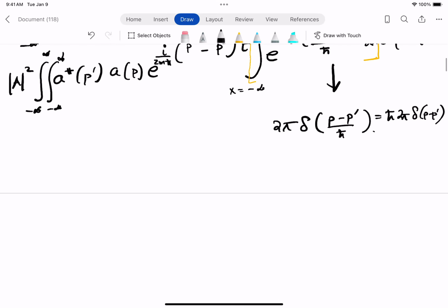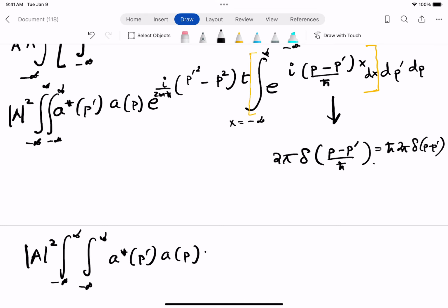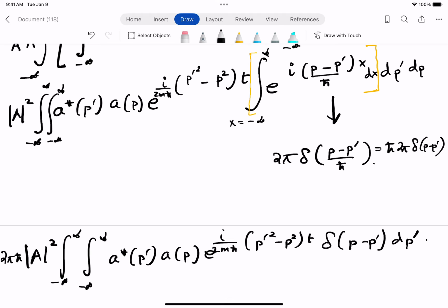So if I plug that in, that is actually a huge simplification. Integral minus infinity to plus infinity, minus infinity to plus infinity. So these are the p and the p prime integrals. A star of p prime, a of p, e to the power of i divided by 2m h bar, (p prime squared minus p squared) t, and then 2 pi h bar. I'll just bring the 2 pi h bar outside. Delta of (p minus p prime) dp prime dp.